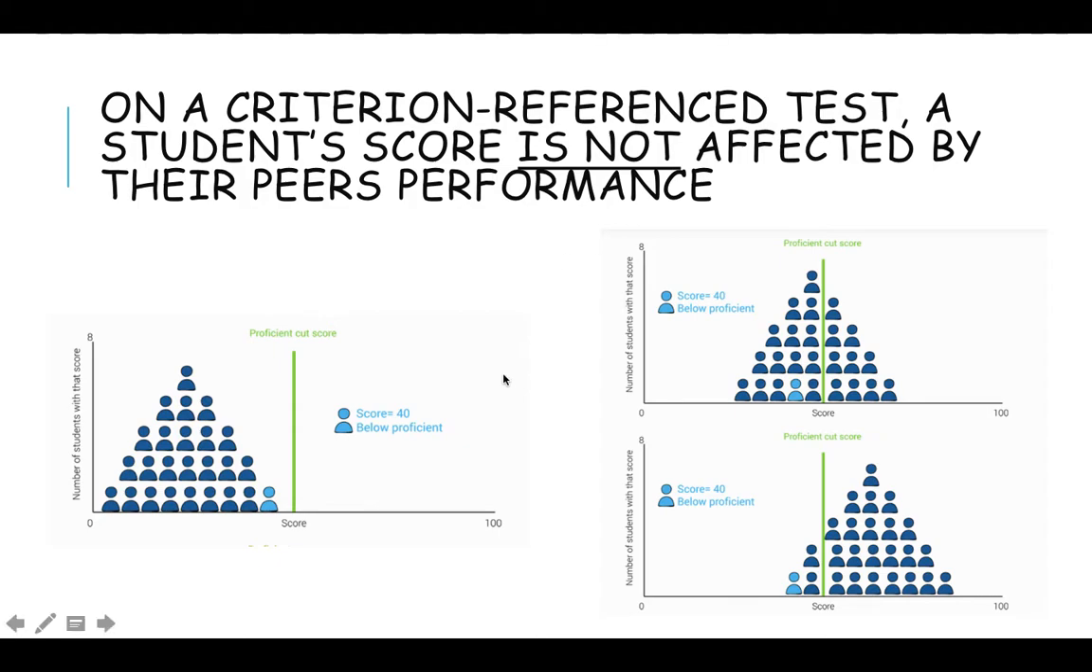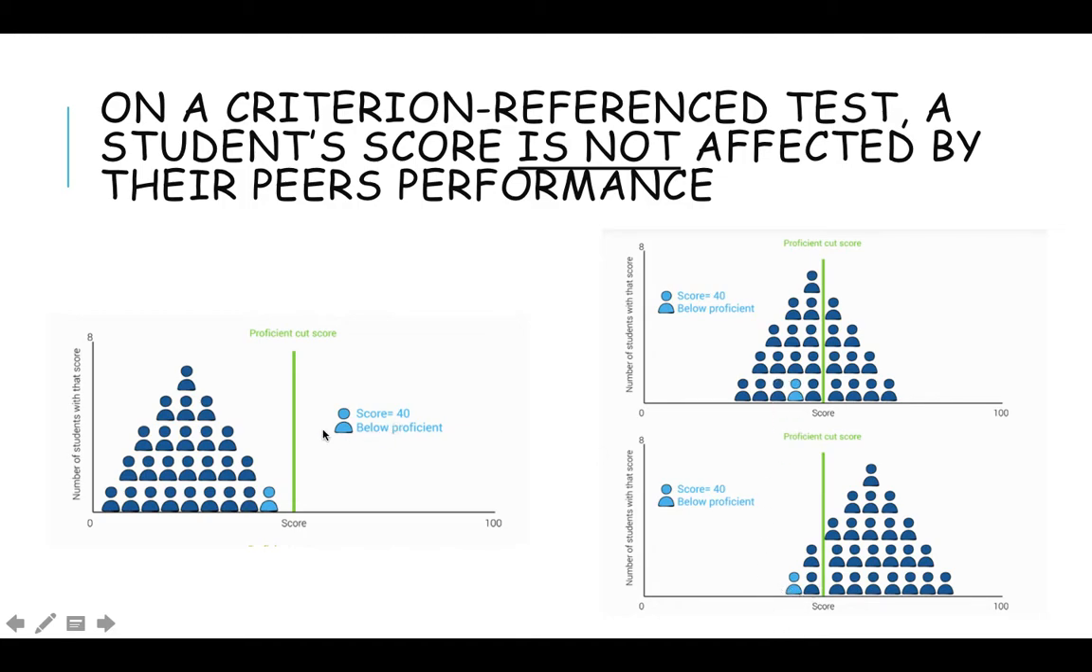So all these graphs are showing us this green line right here. This is just separating whether or not the student is below or above proficiency. If you look at these three graphs, all three of the scores are the same. So let's just name this dude Gerard. Why not? Gerard here, his score is 40. Gerard's score here is 40. And Gerard's score here is 40. So 40 is below proficient. So he's below proficient in all three of the situations.